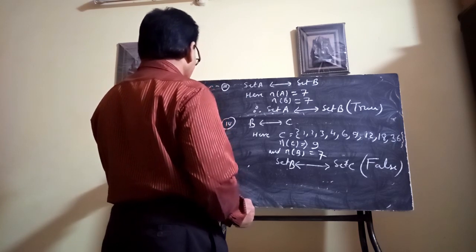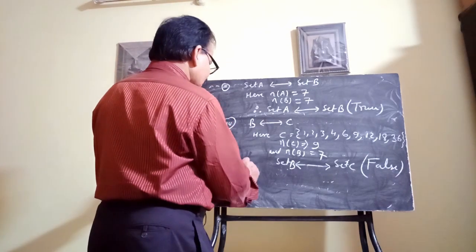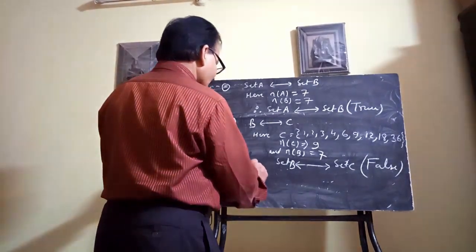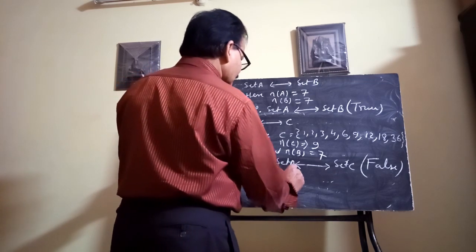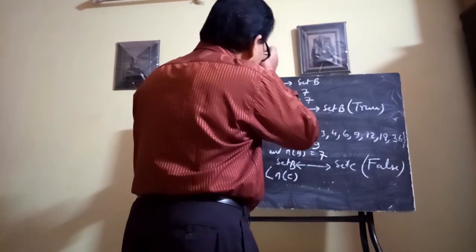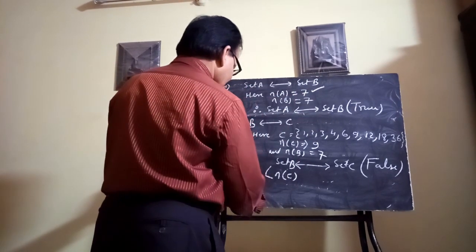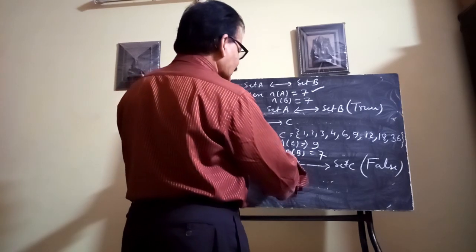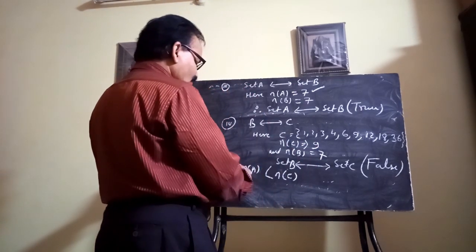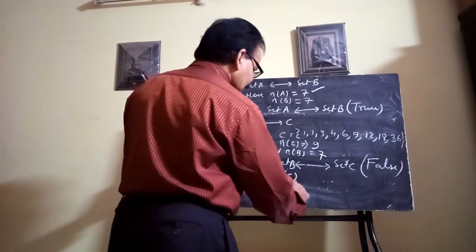Now you will see cardinal of A. The fifth question is cardinal of A is less than cardinal of C. So here you see cardinal of A is how much? 7. Cardinal of A is your 7, and cardinal of C is how much? 9. So 7 is less than 9. So that means it is true.